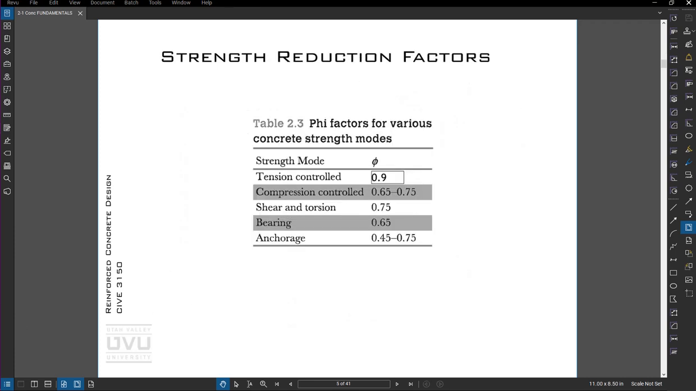Okay, another thing that's going to be important this semester are strength reduction factors. 0.9 will be common for beams where they're tension controlled, and we'll get into what that means later. Columns will range from 0.65 to 0.75, and then shears 0.75. We'll also get into bearing calcs and some anchorage calcs, and you can see for anchorage, sometimes they're pretty dang low.